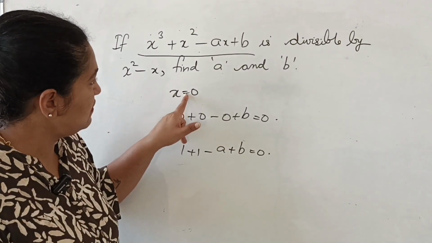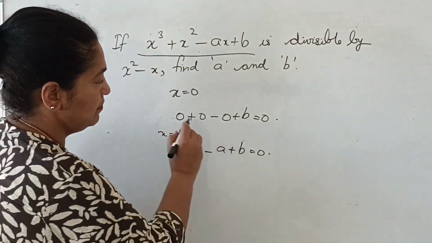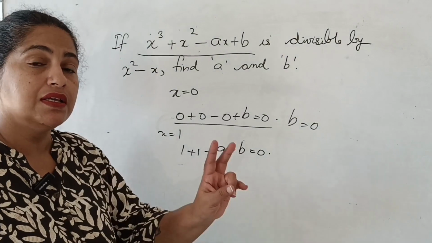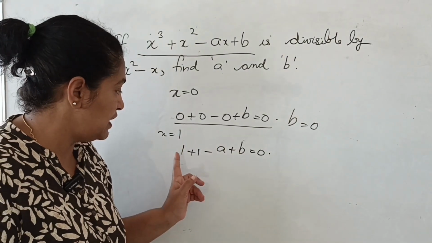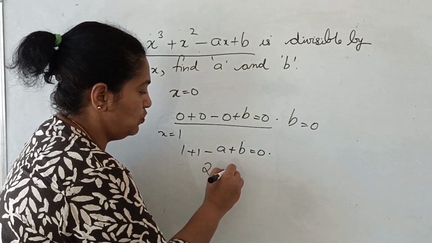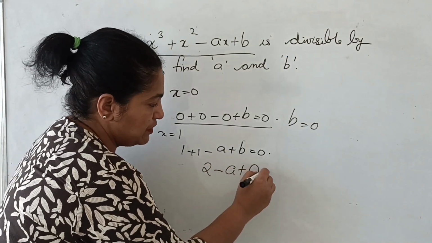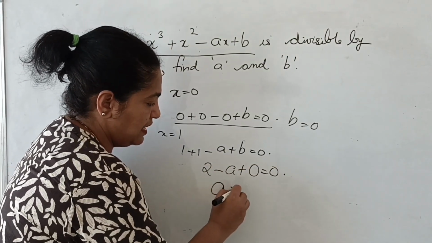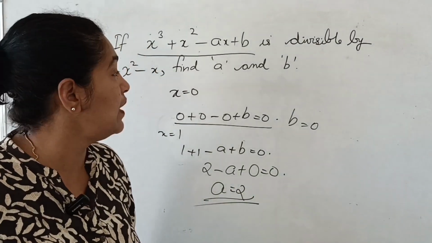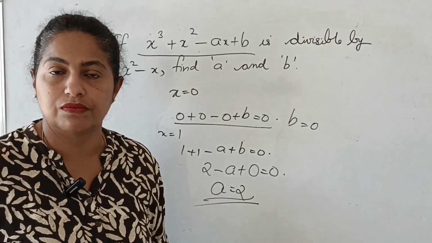When I am substituting x is equal to 0, I am getting this equation which will give me b is equal to 0. When I am putting x is equal to 1 over here, I am getting 1 plus 1, 2, minus a plus b is equal to 0. B is already 0, so I can say the value of a is 2. So I am getting the value of a as 2 and b as 0.